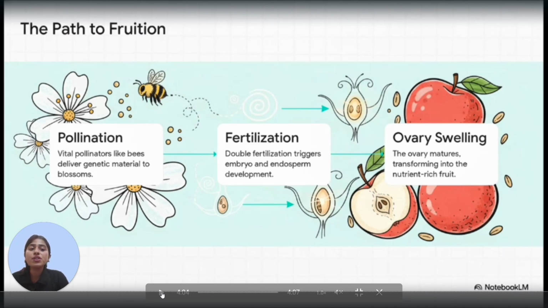The next is the ovary swelling. So now when fertilization has taken place, the ovary will form. How will the ovary form? The ovary will form due to mitosis and meiosis taking place after fertilization. Hence, we come to a conclusion of how seeds are formed and how seeds undergo germination. This seed germination helps in the formation of new flowers, new plants, and hence helps in continuing this whole life cycle. It is very crucial for the survival of human beings.